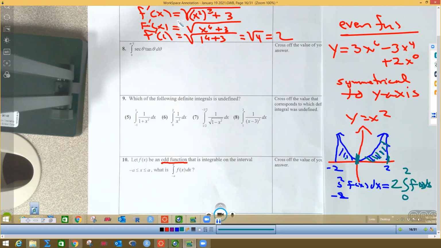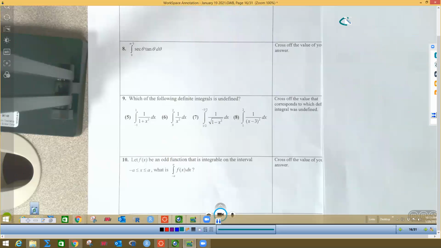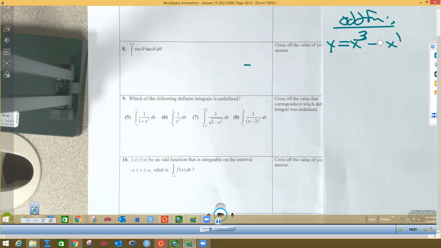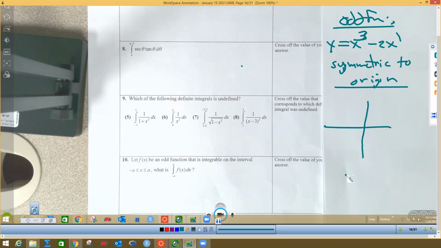Okay, now odd functions. Odd functions are where all the exponents of the variables are odd numbers. Not the coefficients. The coefficients can be even. This could be 2. Okay, now that kind of function is symmetric to the origin. Okay, that's symmetric to the origin. In other words, let me give you one that's symmetric to the origin.